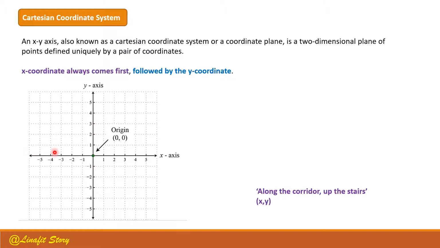The first number is called the x-coordinate, and the second number is called the y-coordinate. The intersection of the two axes is known as the origin, which corresponds to the point (0, 0). So remember, (x, y): the x-coordinate always comes first, followed by the y-coordinate. Some children may be taught to remember this with the phrase, "along the corridor, up the stairs," meaning that they should follow the x-axis first, then the y.